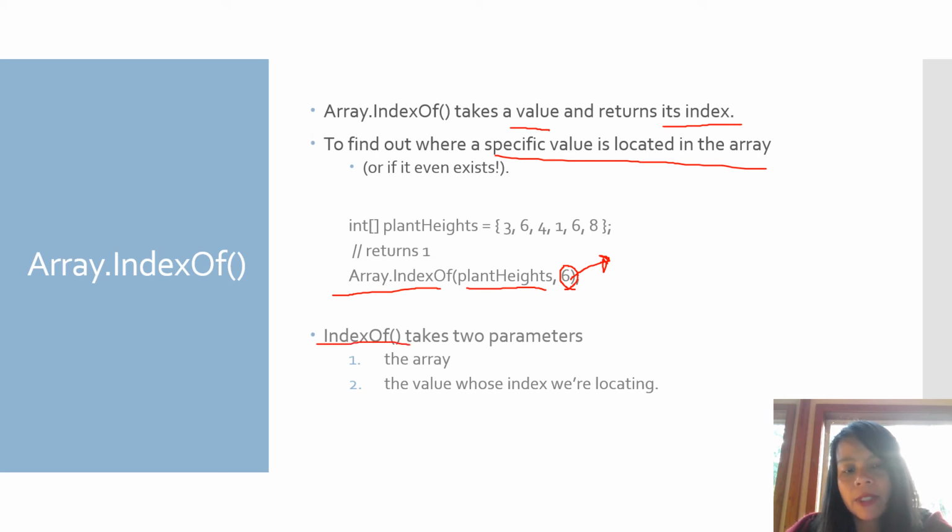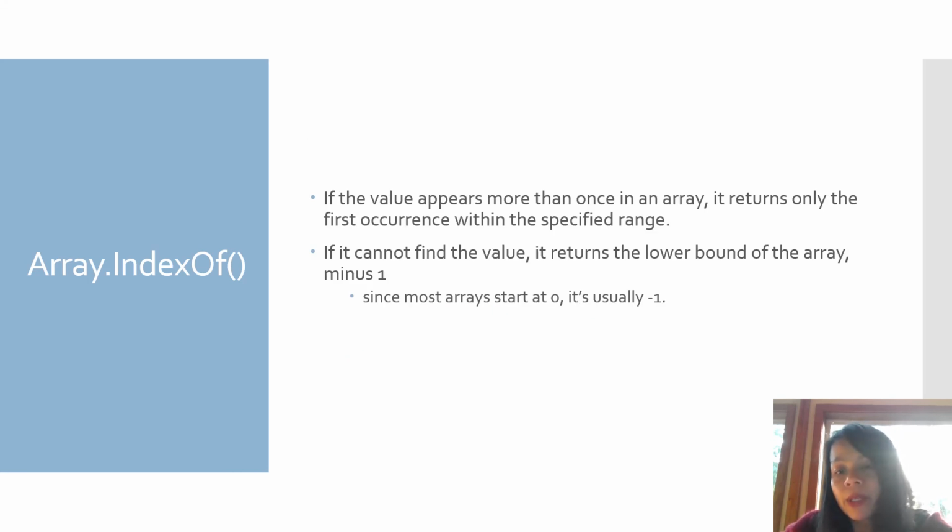So IndexOf takes 2 parameters, and you know what parameters are, right? From our previous class. The first parameter is the array, and the second one is the value whose index we're locating, which is the 6 here. If the value appears more than once in an array, it returns only the first occurrence within the specified range. If it can't find the value in the array, then it returns the lower bound of the array minus 1, -1. Most often arrays start at 0, so it will always be -1. If you see a -1, that means the value doesn't exist in there.